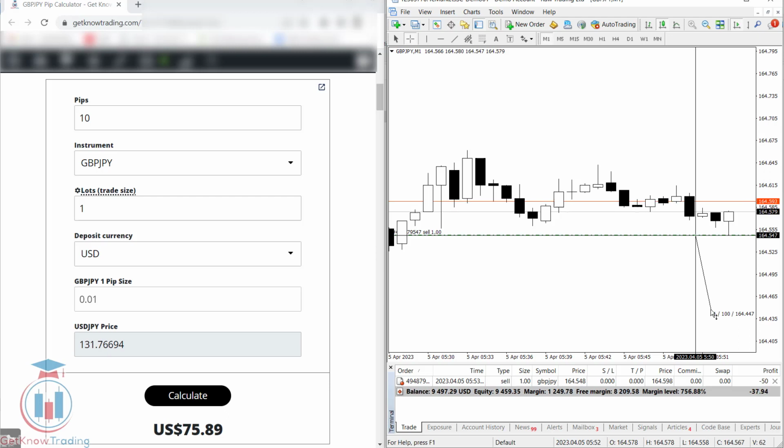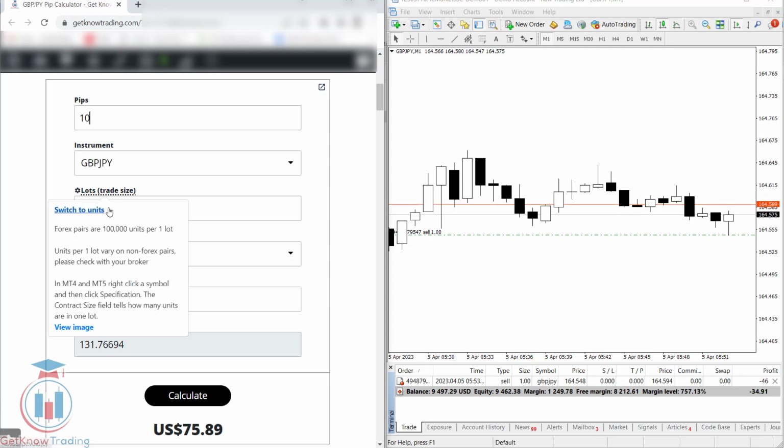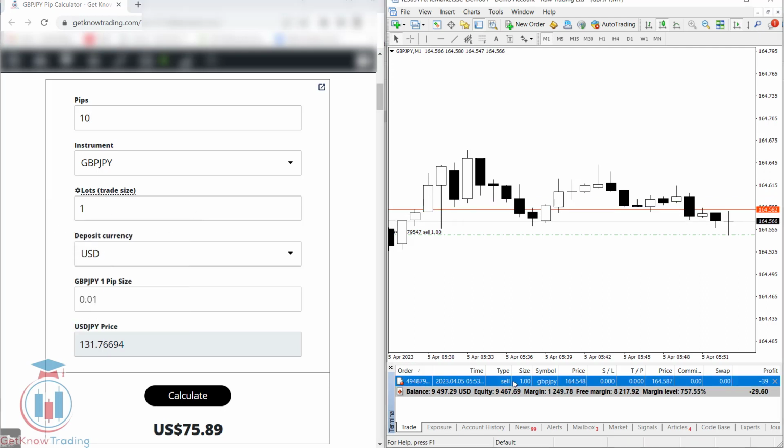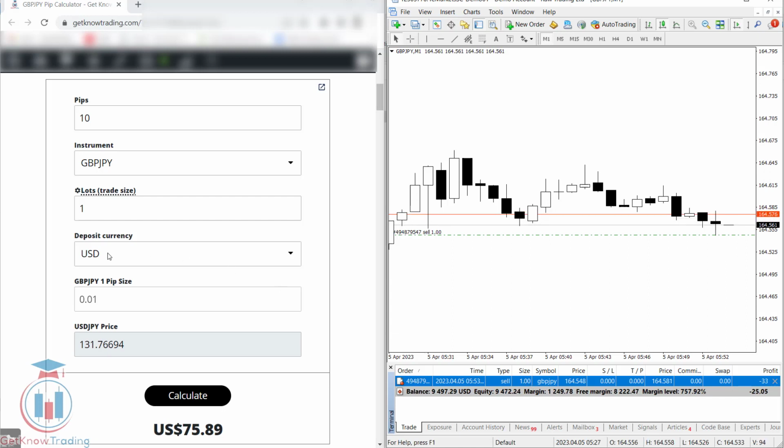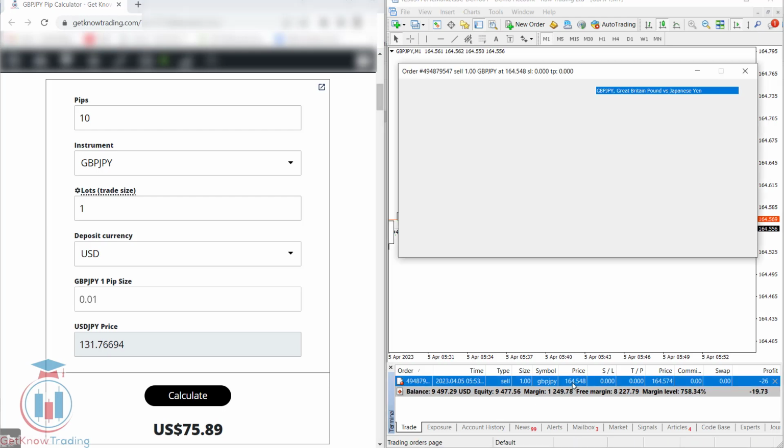So how much money will that be in US dollars, which is the deposit currency? When you make that calculation, go here and enter the number of pips, which is equal to 10. You leave the lots. We have opened one lot, which is one standard lot, that is the volume or the lot size. We leave the deposit currency because our deposit currency is the US dollar, and we leave this GBP Japanese yen pip size, and then we click calculate. When you make that calculation, you get that your profit would be 75.89 US dollars.